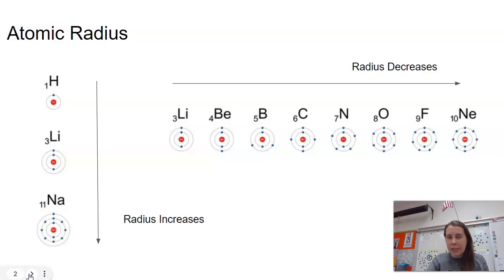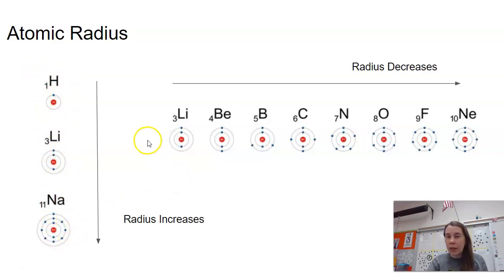So the atomic radius is just like what it sounds like. In math, the radius is the distance from the center of the circle to the edge, right? In chemistry, that means that we're talking about the distance from the nucleus to the valence electrons, which are essentially the edge of our atom. So that's our atomic radius. And as we go down a group in the periodic table, we continually add new shells of electrons or additional energy levels. So our radius is going to go up as we go down the periodic table.